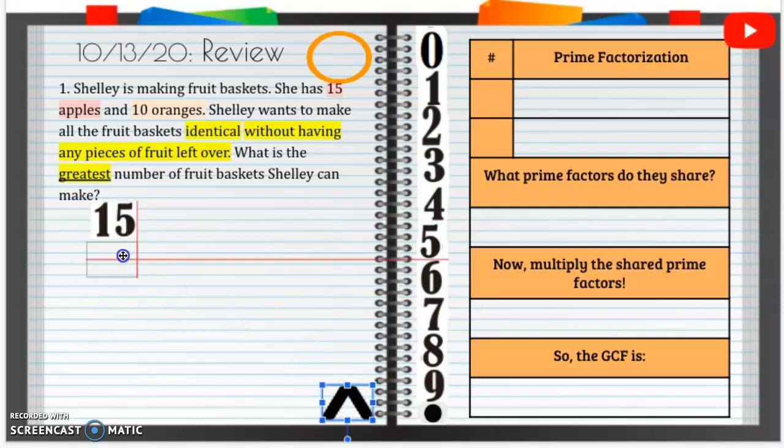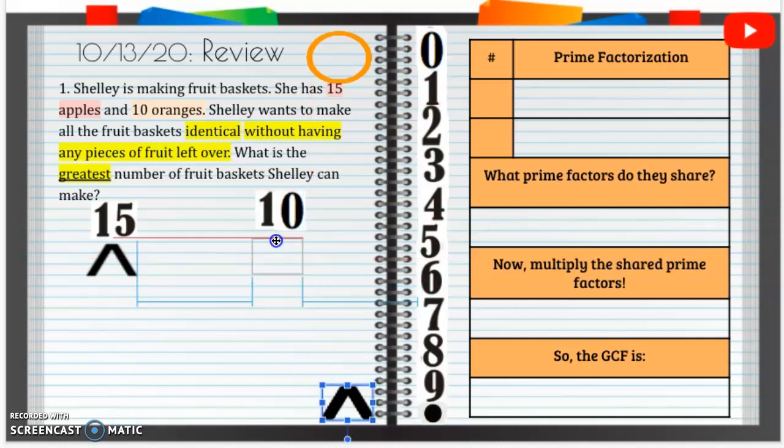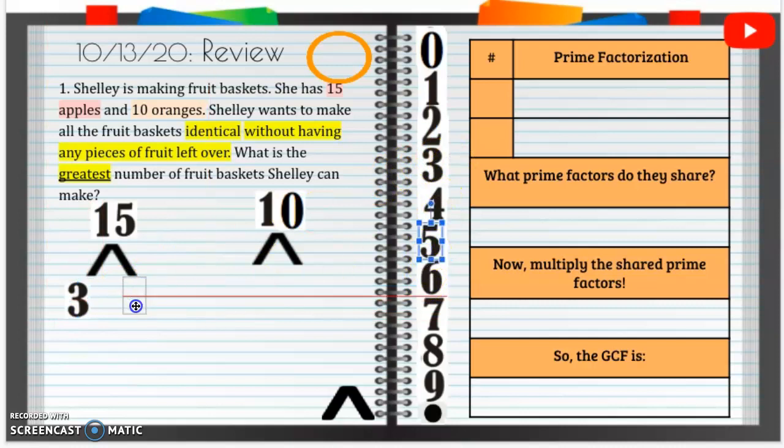So we have 15. Let's focus on one first. I will put the 10 down as well so that if you want to work ahead, you can. So we have 15 and 10. Now, we're trying to find the biggest number that can go into both of them without any remainders. So 15, what times what equals 15? The only other thing I can think of other than 1 and 15, 3 times 5. Yeah, 3 times 5 or 5 times 3.